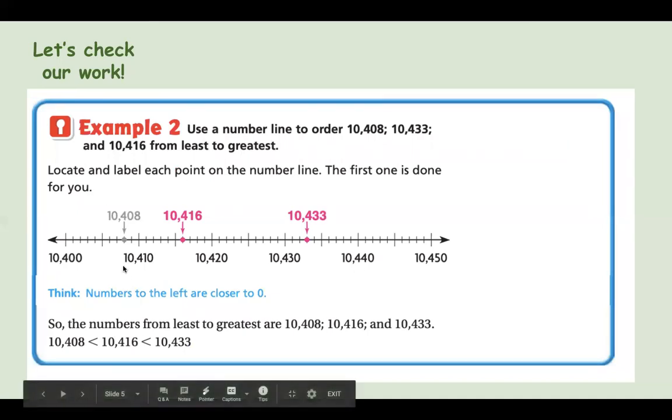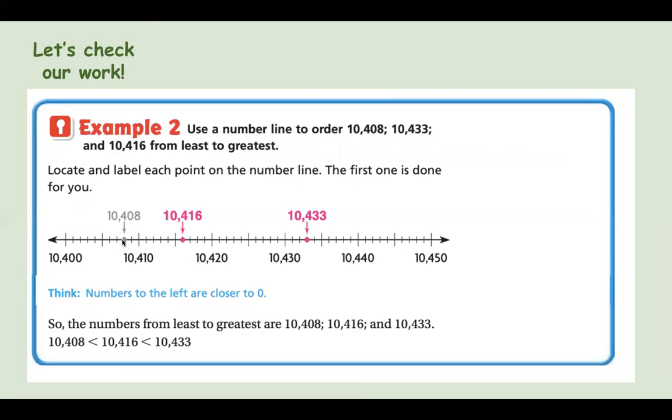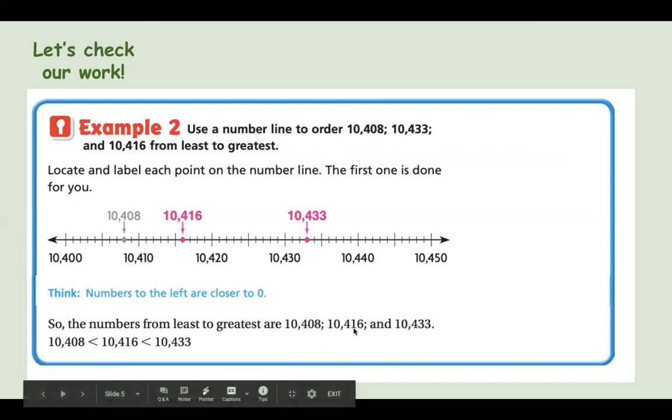So we found out to put them in order from least to greatest, we would say 10,410 is the least, then comes 10,416, and then the greatest is 10,433. And so that's how you would put them in order.